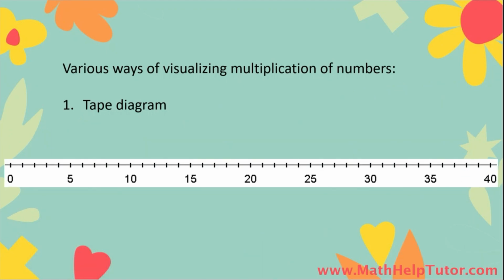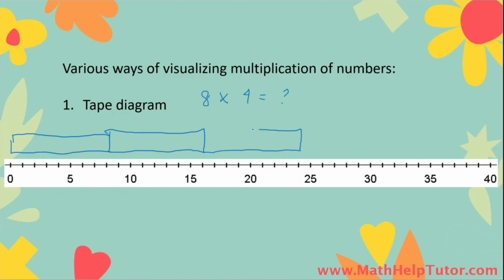Let's try a bigger number this time, say 8 times 4. So what that means is we have a strip which is 8 numbers long, and we are going to multiply it or repeat it 4 times. Let's say we have 8 times 4, and we're going to find out what the answer is. So we have a strip that is 8 numbers long. It's 1, 2, 3, 4, 5, 6, 7, 8. Okay, that's one strip. It's another strip. That's our third strip. And then the last is 1, 2, 3, 4, 5, 6, 7, 8.